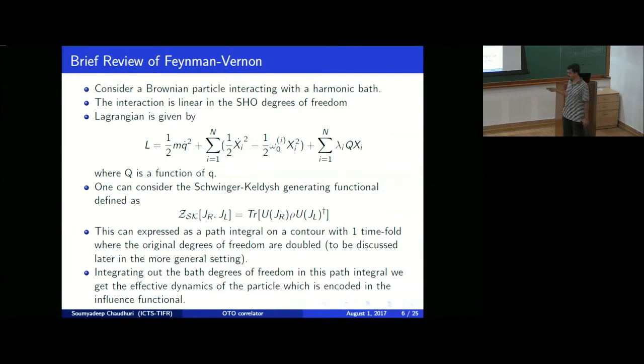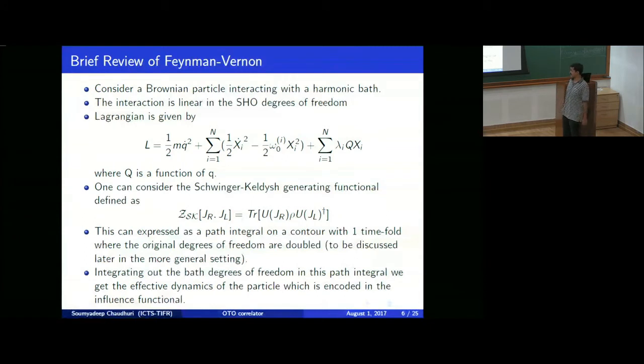The different harmonic oscillators can couple to the degrees of freedom of the system with different coupling constants. So lambda_i are the corresponding coupling constants, and Q is the analog of the quantity J that I had defined here. Q is a function of the small q, which is the degree of freedom of the system in this case. In this case, I'm just considering a coupling which is a function of x.